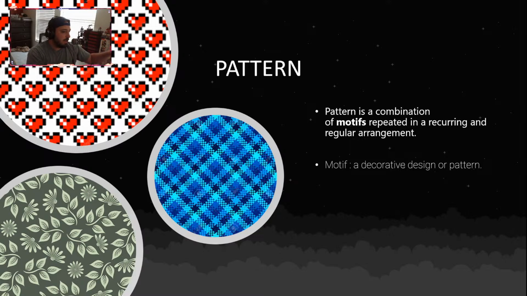So you could say the motif of this heart pattern here is the heart, right? And then it's been placed into a pattern by arranging it in these rows and columns, okay? Same thing with the argyle as well as this flower print, okay?